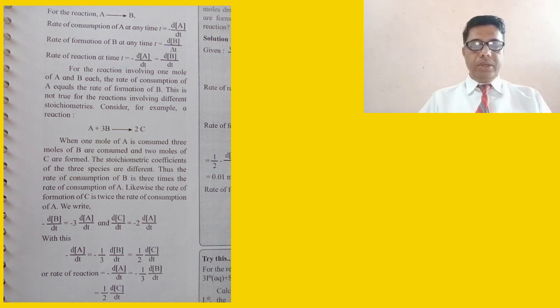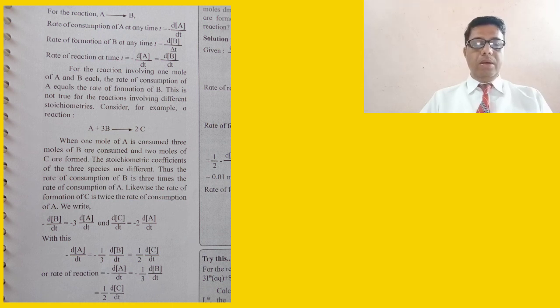If you observe the given chemical reaction, the rate of consumption of B is 3 times the rate of consumption of A. As time passes, a reaction takes place between A and B, and for consumption of 1 mole of A, there is consumption of 3 moles of B. So the rate of consumption of B is 3 times the rate of consumption of A. Also, if you observe the reaction, the rate of formation of C is twice the rate of consumption of A.